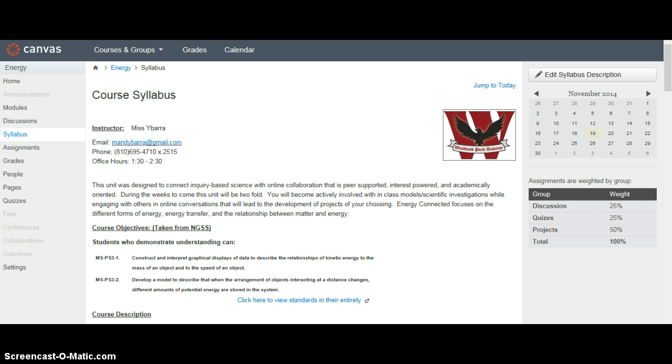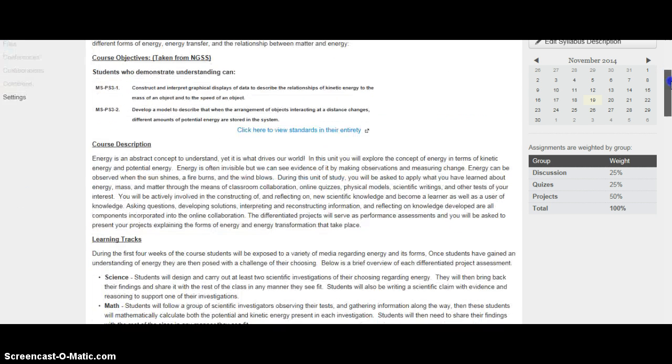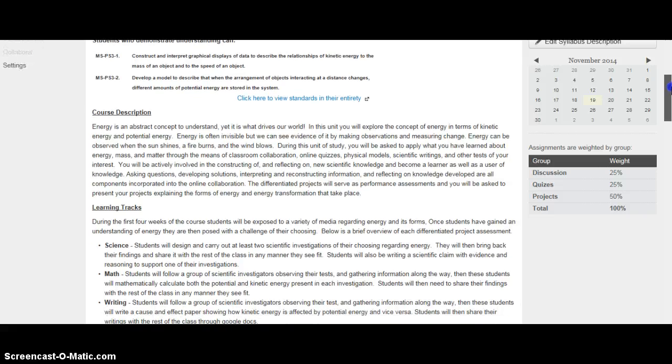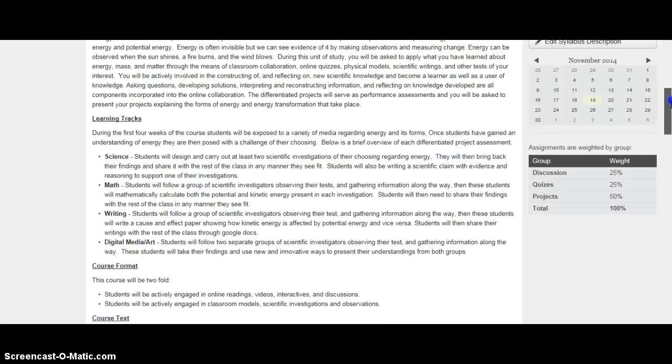Throughout this 7-week course, students will become actively involved with online readings, interactives, and conversations, along with in-class discoveries that will lead to the development of small projects of their choosing. Course objectives are taken from the Next Generation Science Standards, as well as 21st Century Skills. Students will explore the concept of energy in terms of potential and kinetic. There are several different learning tracks.